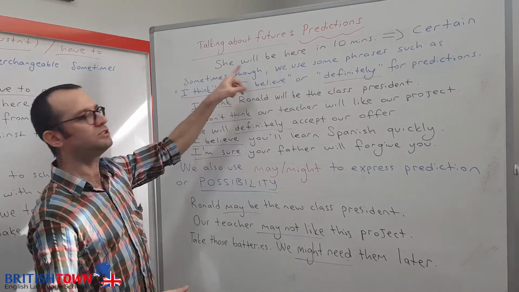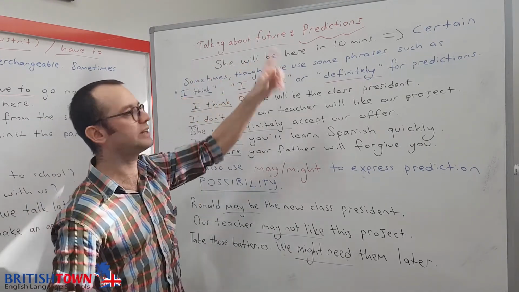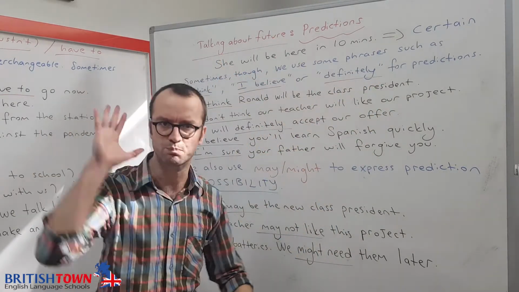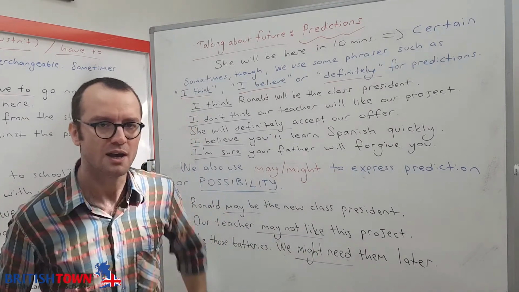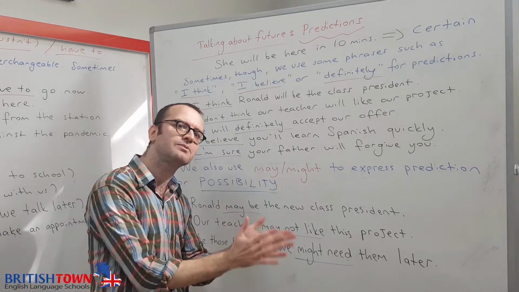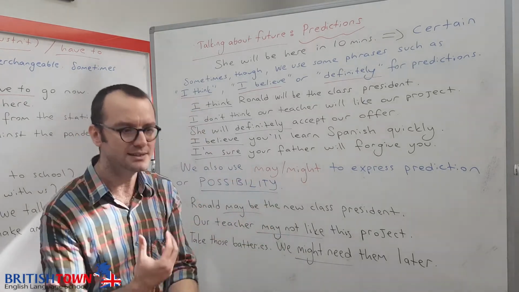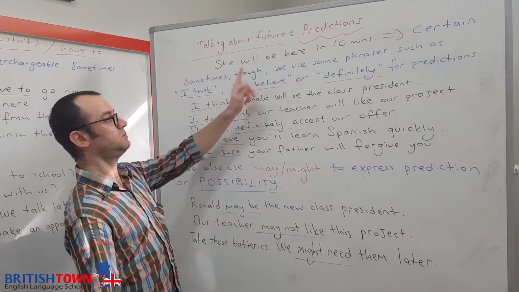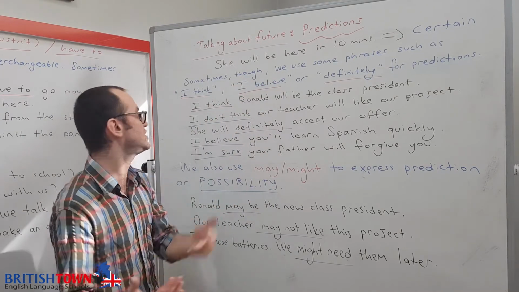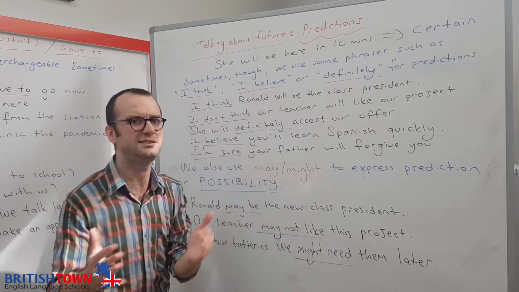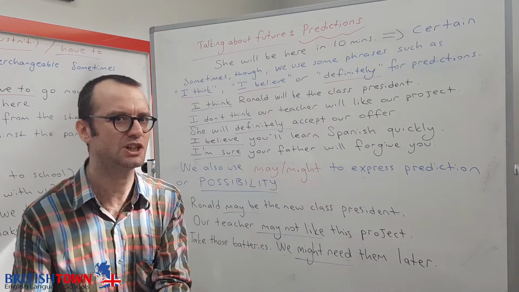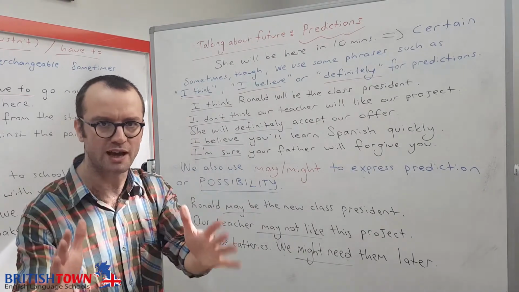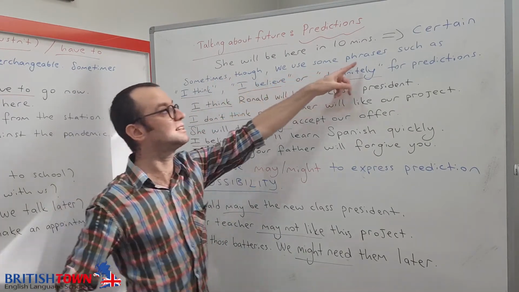First of all, you see as example sentence here, she will be here in 10 minutes. And this is certain. Evet, bu kesin bir ifade değil mi? O 10 dakika içinde burada olacak. She will be here in 10 minutes. Fakat biz bu future form cümlenin başına bazı kalıplar, bazı ifadeler getirerek bunu bir tahmin yürüttüğümüz cümlelere çevirebiliriz. Sometimes though, we use some phrases such as I think, I believe, or definitely for making predictions. Evet, dediğim gibi she will be here in 10 minutes ifadesi kesin bir ifade. Ne var ki bazen biz bazı kalıplar kullanırız.